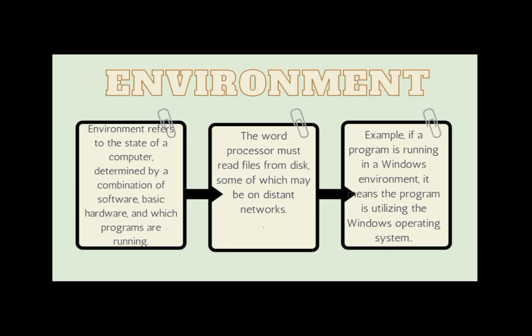Environment. Environment refers to the state of a computer determined by a combination of software, hardware, and which programs are running. The word processor must read files from disk, some of which might be on a distant network. For example, if a program is running in a Windows environment, it means this program is utilizing the Windows operating system.